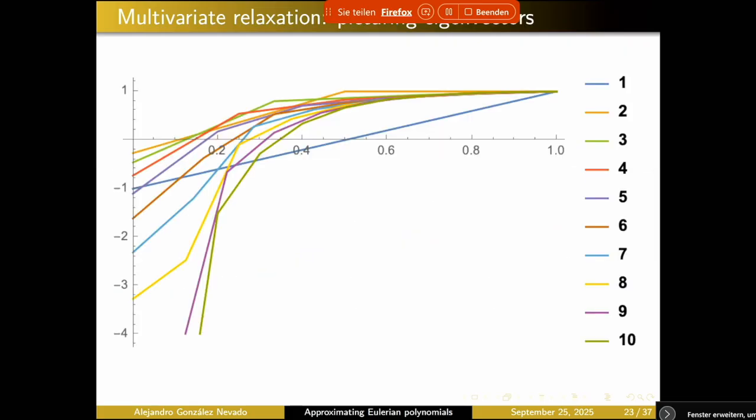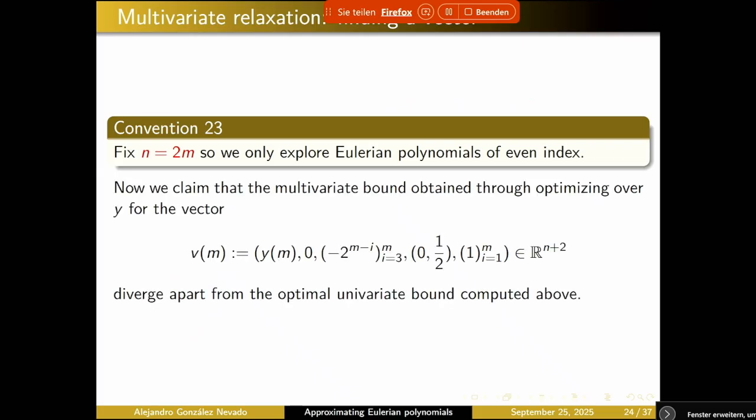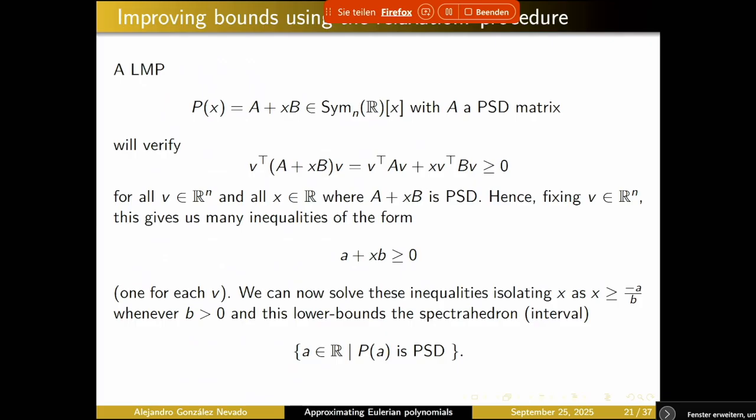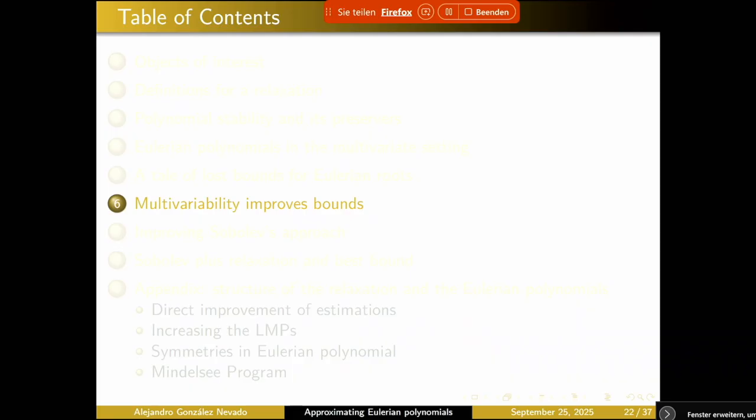You have to optimize over this y. So you do the optimization over this y using this vector. You plug this vector into each linear matrix inequality that you obtain, and then you study which bound you get for this multivariate extension of Eulerian polynomials.